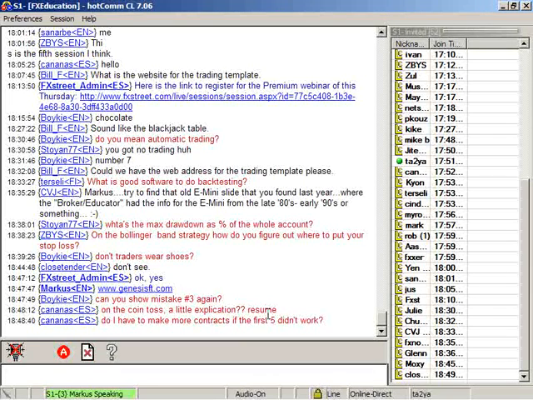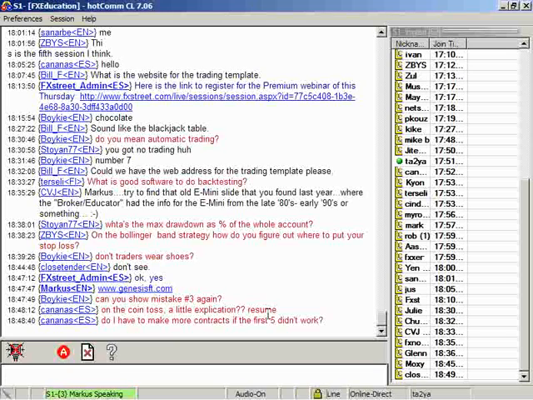On the Bollinger Band, how do you figure out where to put your stop loss? I think we covered this in the last premium session. And ZBYS, I do know that you were in the last premium session. And if you attend this premium session this Thursday, I'll show this again. Don't traders wear shoes? Obviously not. Okay. All right.